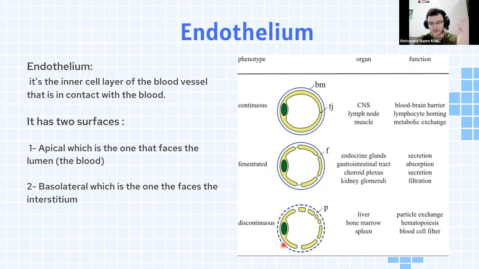And the last one is the discontinuous, like in an artery, obviously, and the blood is there, but it's very leaky. You're going to find these in the bone marrow, the liver, and the spleen, where you want a lot of fluids and a lot of molecules, specifically proteins, coming in and out. Okay, simple till now.